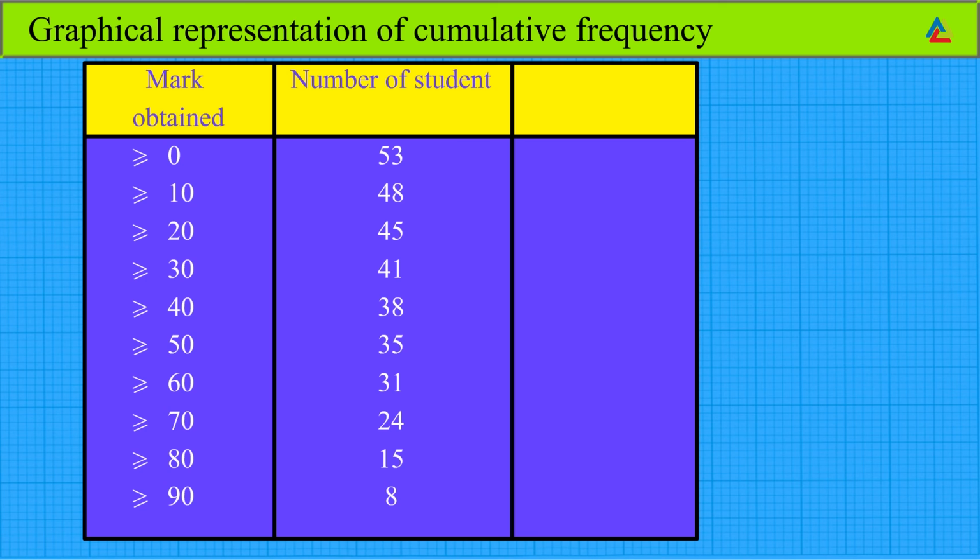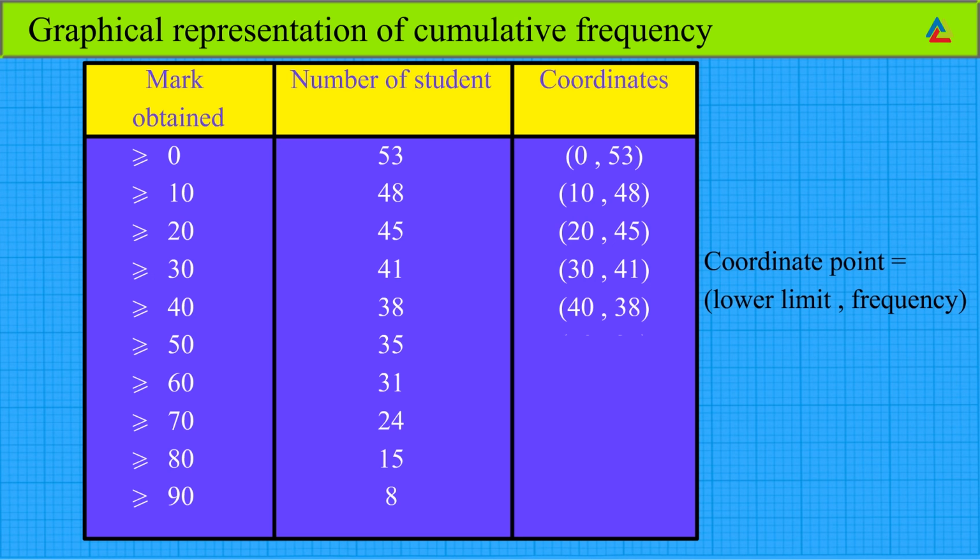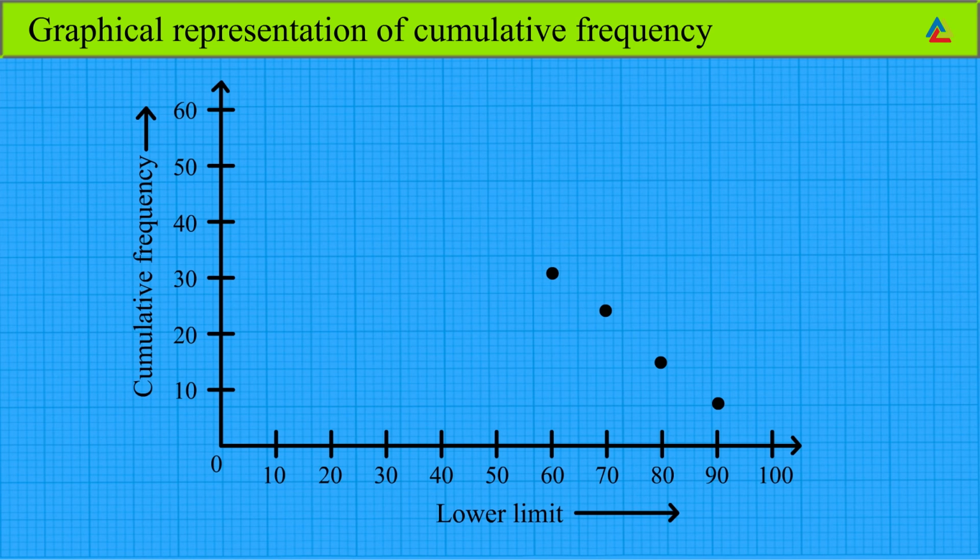In a similar way, we can plot the graph for cumulative frequency distribution of more than type. This is the distribution table for more than type distribution. The ordered pair is given by lower limit of the class and corresponding frequency. The coordinates are plotted on a graph paper and joined, and we get such a curve.